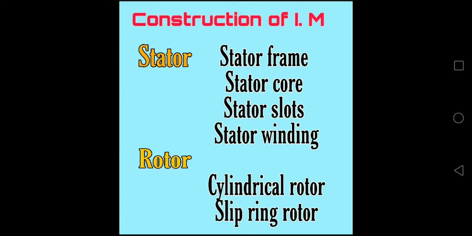Under the stator, there is the stator frame. Under the stator frame, the stator core. Under the stator core, stator slots. In the stator slots, the stator winding is there. So to understand the stator, we should understand the stator frame, stator core, stator slots, and windings. The second point in construction is the rotor. Rotors are of two types: one is the squirrel cage rotor, and the next one is the slip ring rotor.